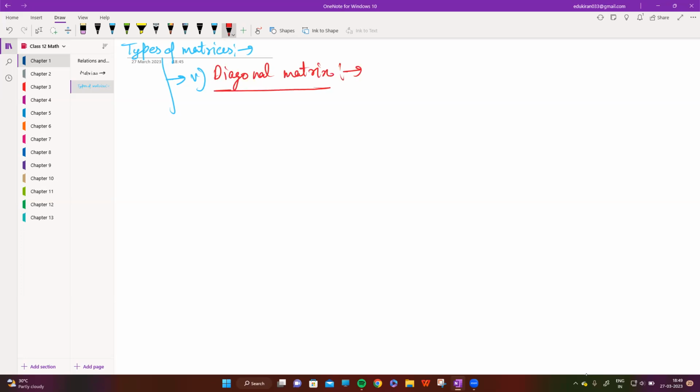Now, what is a diagonal matrix? First of all, we should talk about this: in our syllabus, we'll be mostly dealing with all the square matrices, right? So all the square matrices are the area of interest. Whatever we'll talk about, most of the rules or most of the types of matrices even, we'll be talking about square matrices only. So right now we are trying to understand what is a diagonal matrix.